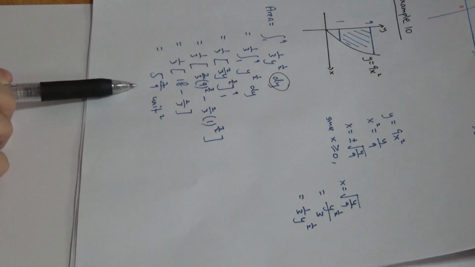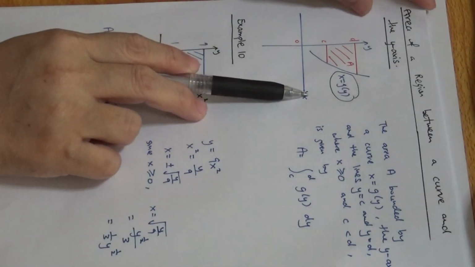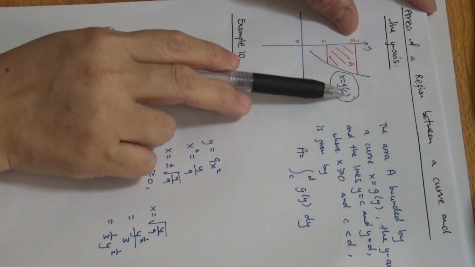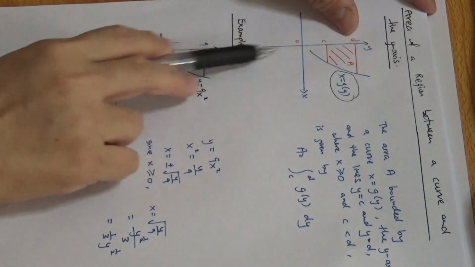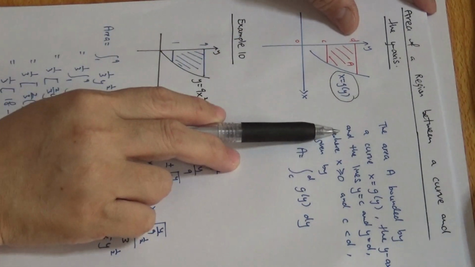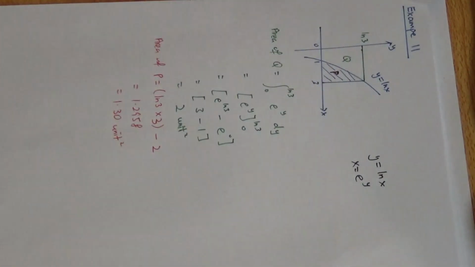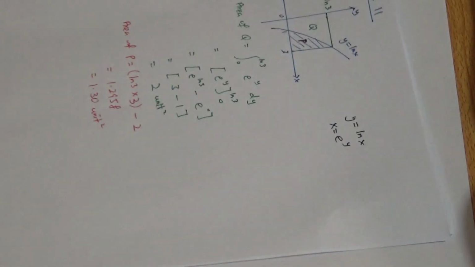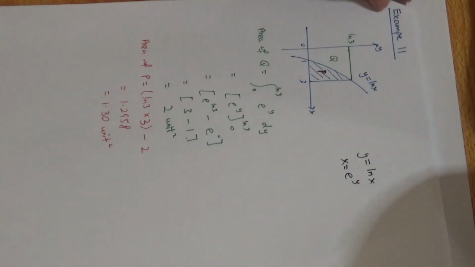Just bear in mind, if you are integrating with respect to the x-axis, this is y equals to something in x. If you're integrating according to the y-axis, it must be x equals to something in y. If not, you'll be wrong. Now let's take a look at the second example. That is example 10. We move on to example 11.